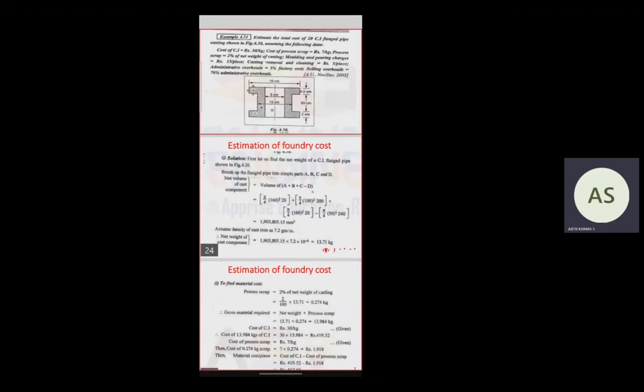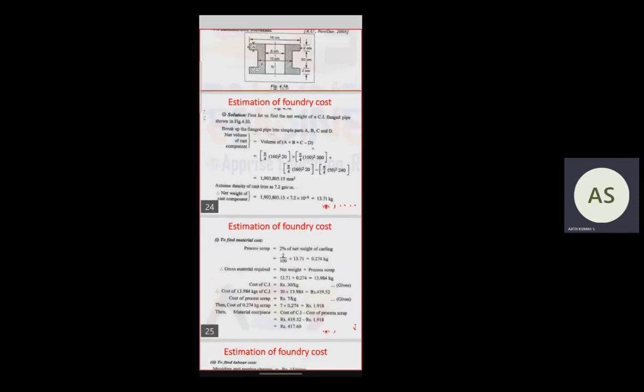So cost of process scrap is rupees 7 per kg, given in the question itself. We want to multiply the cost of process scrap with the process scrap we already found, 0.274 kg. So 7 into 0.274, we will get cost of process scrap equal to rupees 1.918. Then we want to find the total material cost per piece. Material cost is equal to cost of CI minus cost of process scrap, which is rupees 417.560. This is the material cost per piece.